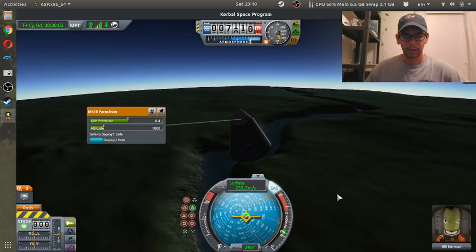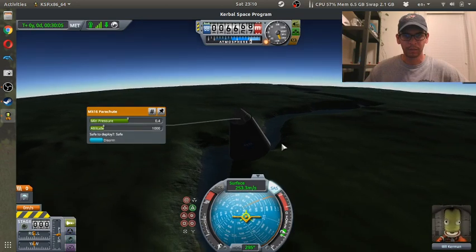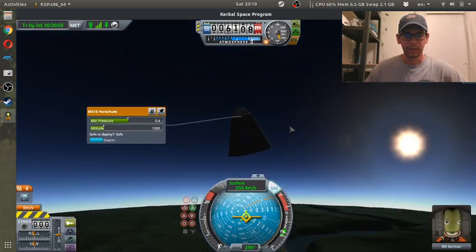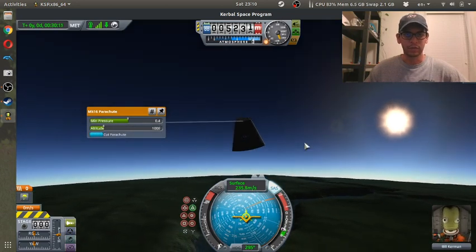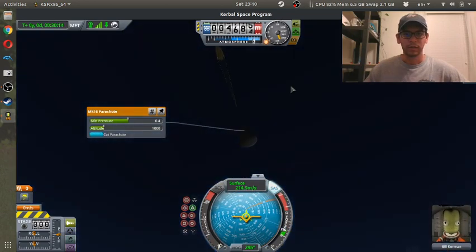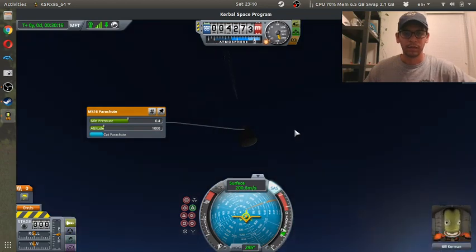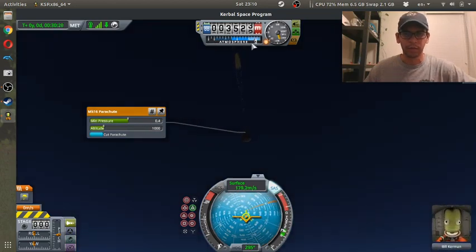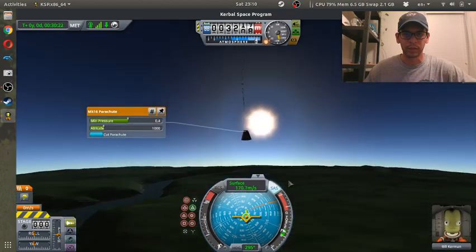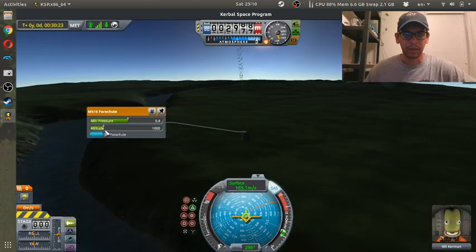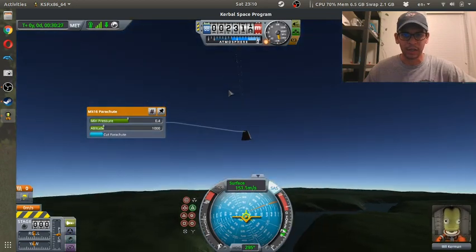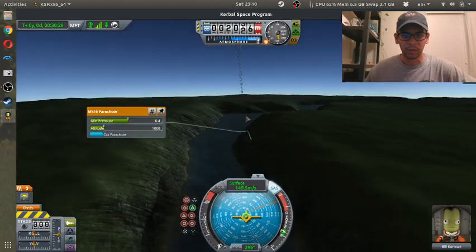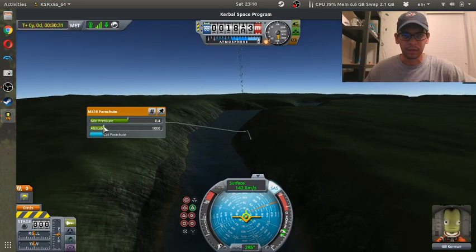Okay, I think we're at 6 kilometers. I'm going to go ahead and deploy. Well, I've activated it. There we go. There goes the drogue chute. Yeah, I put a minimum pressure of 0.4, so I was well below that. It probably just took half a second. And then at 1,000, so at 1 kilometer, oh shoot, that's AGL. No, that's 1,000 mean sea level.